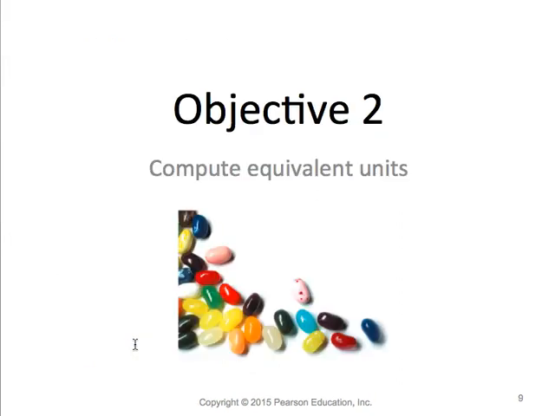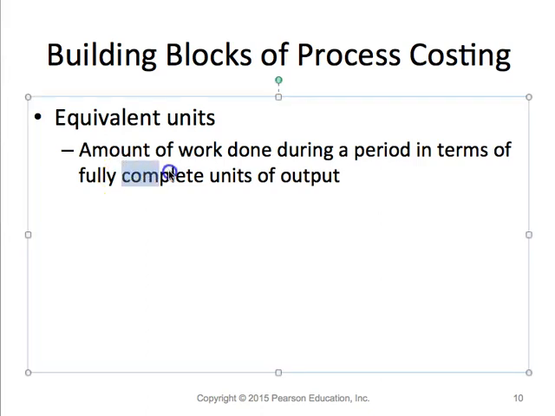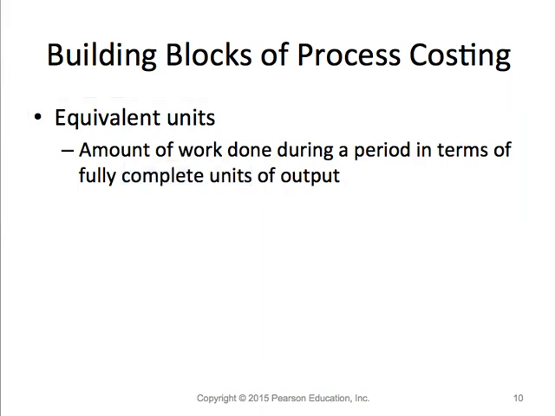So second objective, how do we calculate the equivalent units? This is a building block. It's the amount of work done during a period in terms of fully complete units of output. And this output may not mean the finished goods. Okay, just keep that in mind. It's the complete units for that process. It's not complete goods that can be transferred into finished goods. Okay, keep that in mind. We're going to revisit this one.